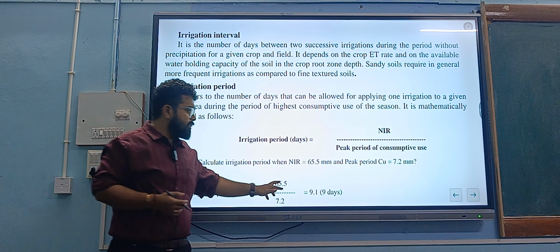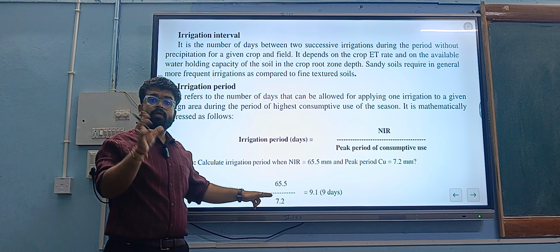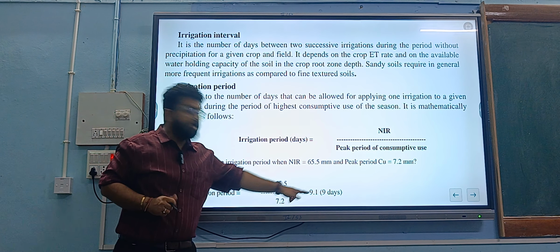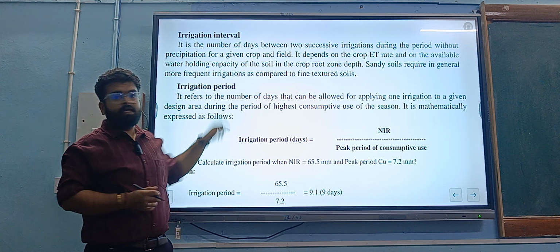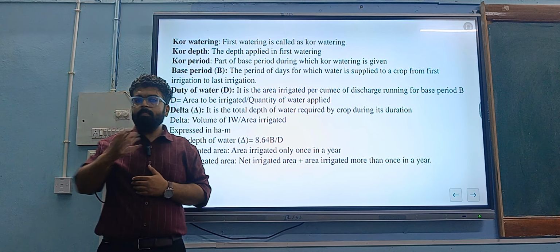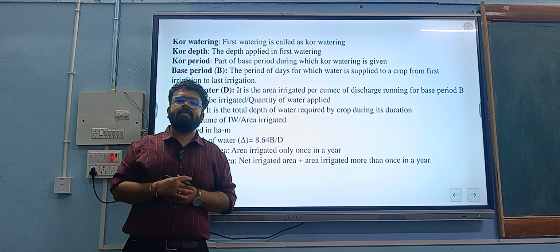If we divide the net irrigation requirement by the peak period consumptive use, that is, how much water is absorbed by the plant during the peak period, you get around 9 days. The irrigation period is important for applying one irrigation. Next, after understanding these important definitions, we will come across a few other definitions in irrigation agronomy.